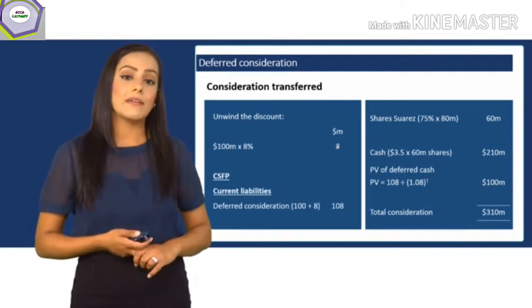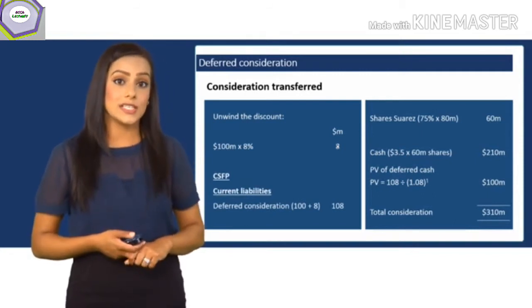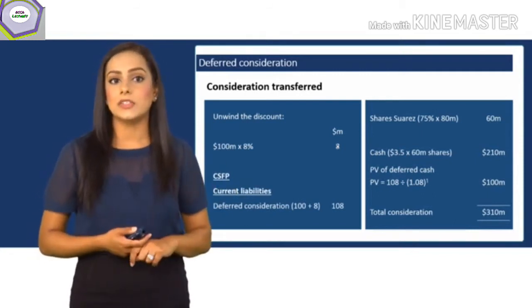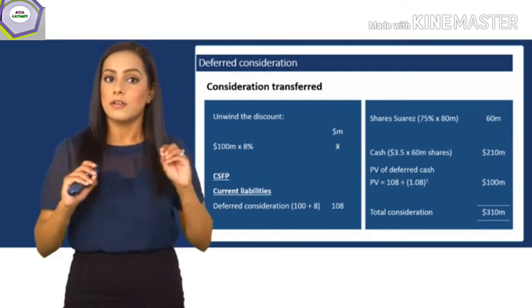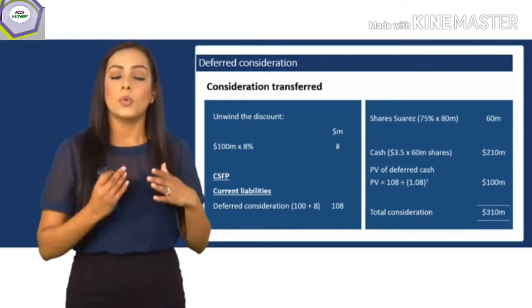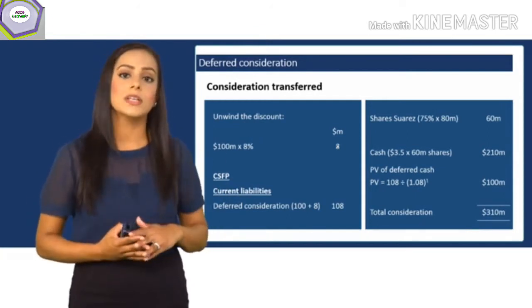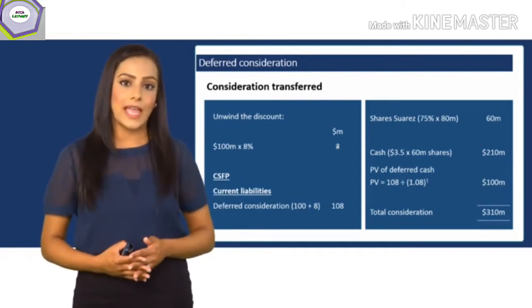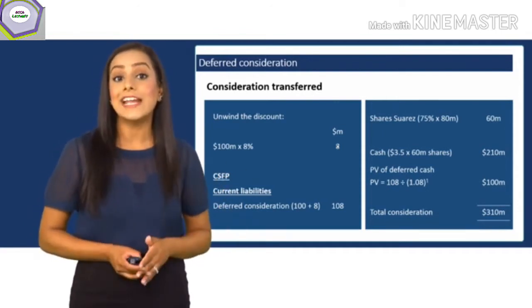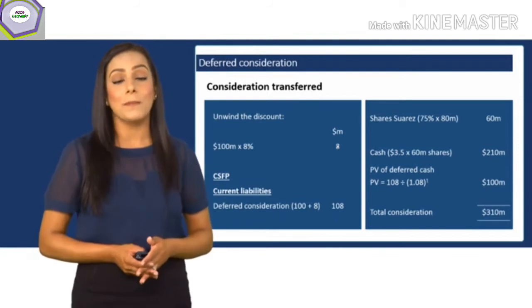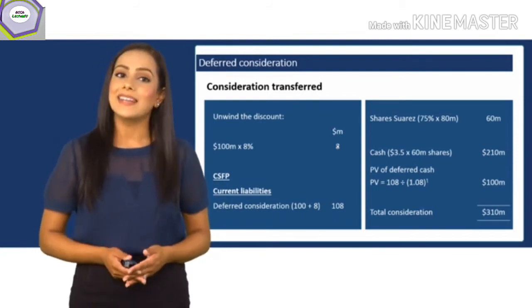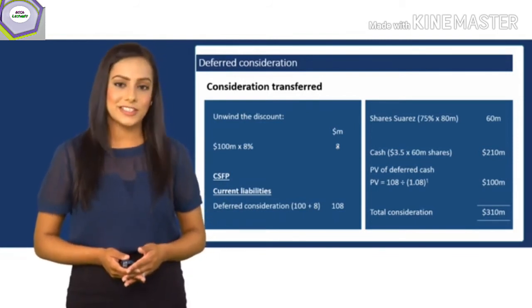So when you're preparing the consolidated balance sheet, under current liabilities, you will see a line for deferred consideration, where you take the present value of 100 and add the finance cost of 8. So you will put 108 million on the face of the balance sheet. And that's how you calculate deferred consideration.